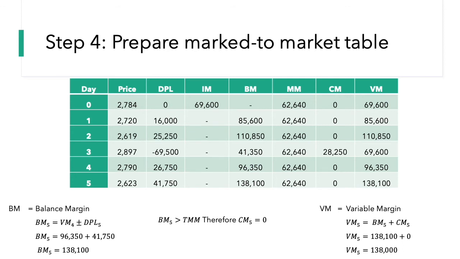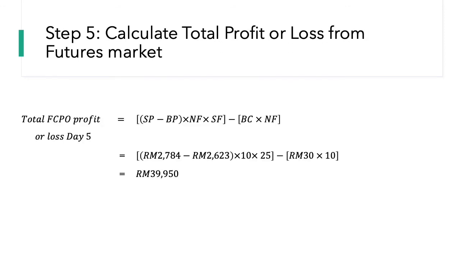Step number 6, you need to calculate leverage effect day 5. When the question asks you to calculate leverage effect, that means you need to calculate rate of return and change in price. So rate of return day 5 is equal to total profit and loss day 5 divided by total initial margin, times 100. So you get 39,950, that is total profit and loss in day 5, divided by 69,600, times 100. So your rate of return is 57.4%.